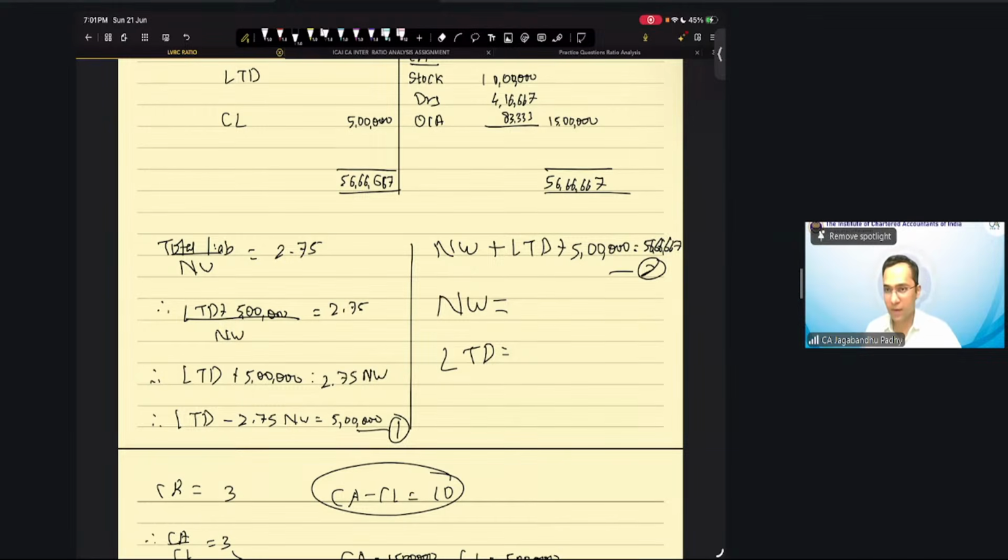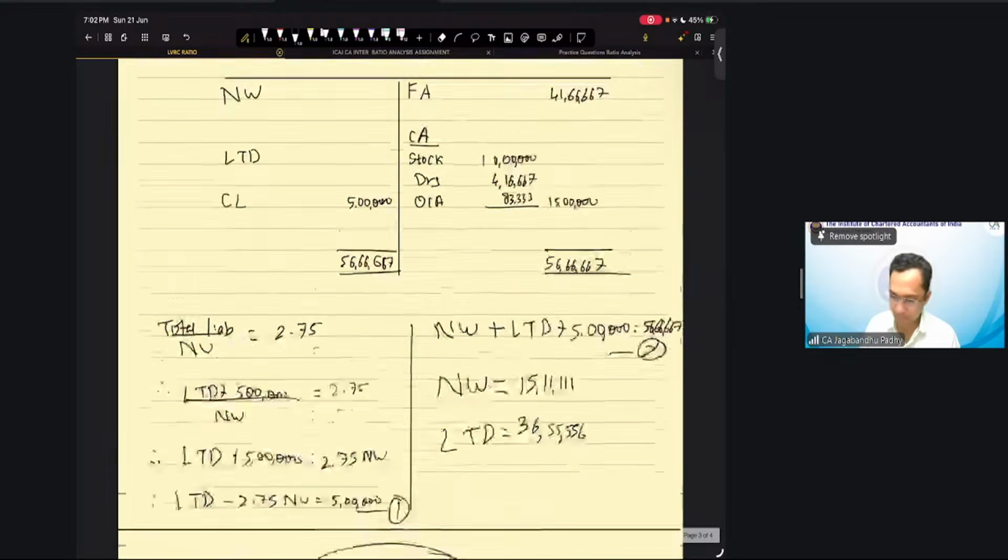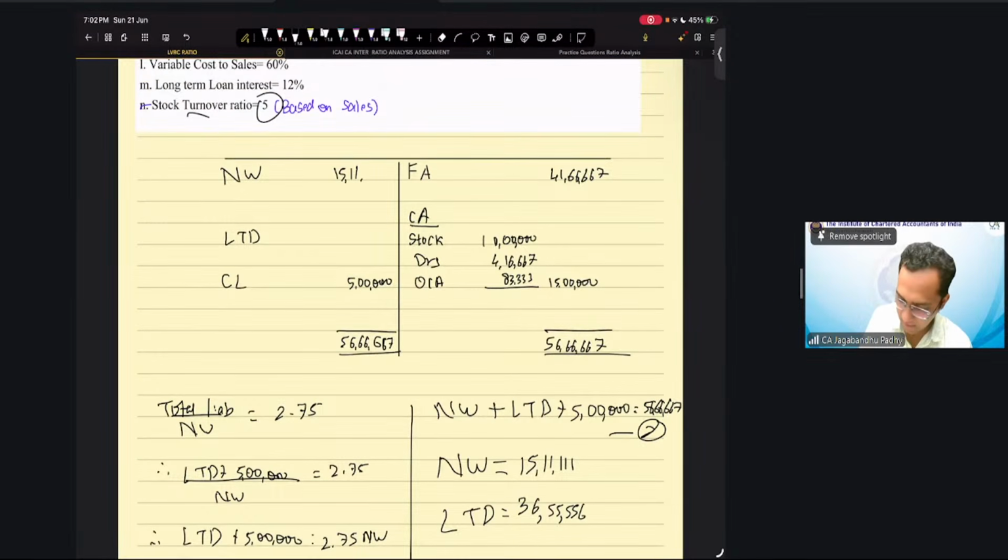So net worth is what? 15 lakh 11,111. And what about the long-term debt? Long-term debt is 36 lakh 55,556. Okay. So we get 15 lakh 11,111 and this is 36 lakh 55,556.